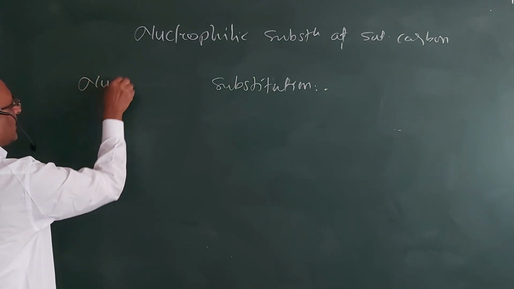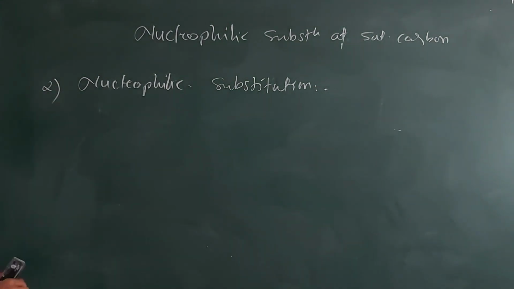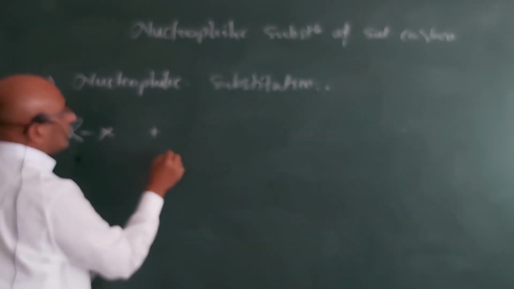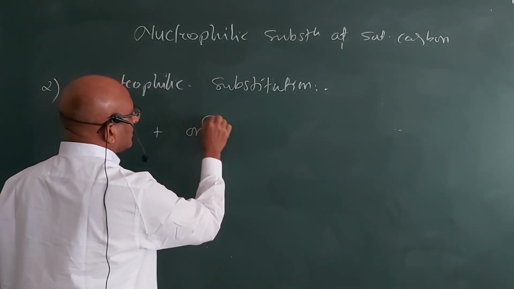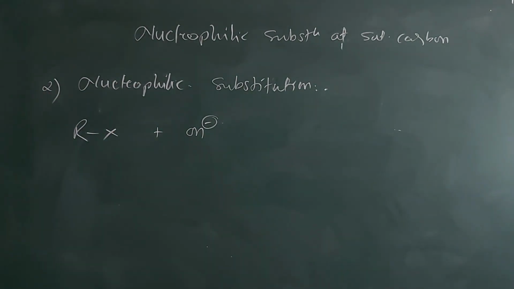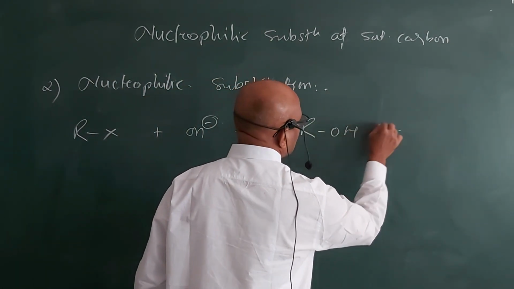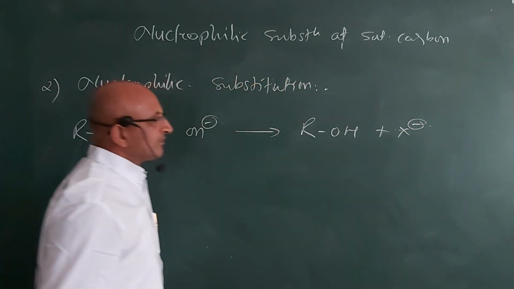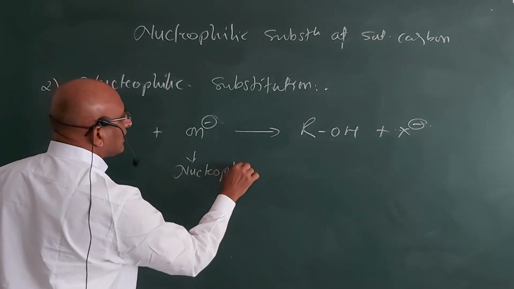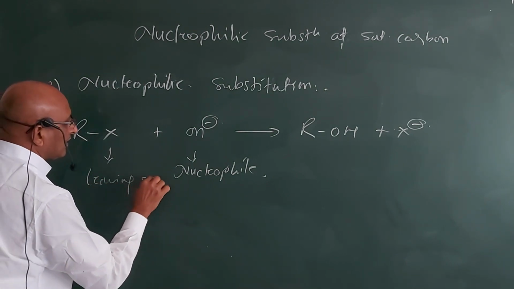Now the other type of reaction, that is the nucleophilic substitution reaction. Here the substrate molecule, that is RX, reacts with the nucleophile, that is OH minus, and you will get ROH plus X minus. So here this is your nucleophile, and here this is the leaving group.